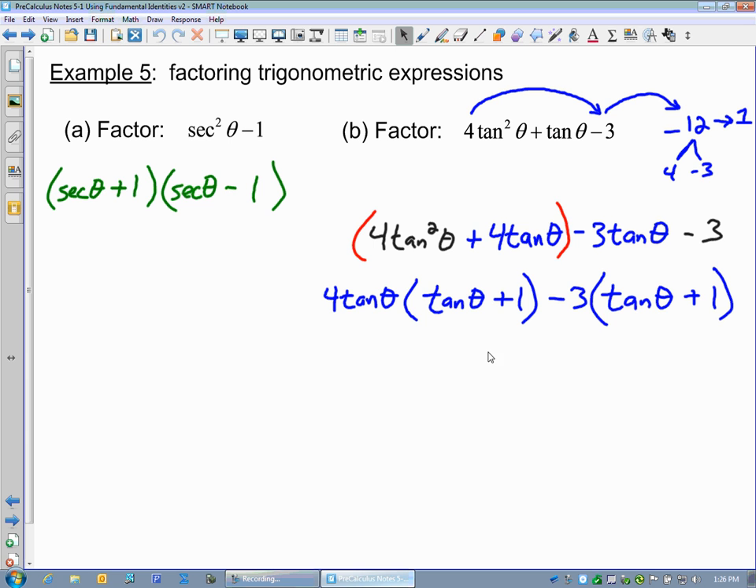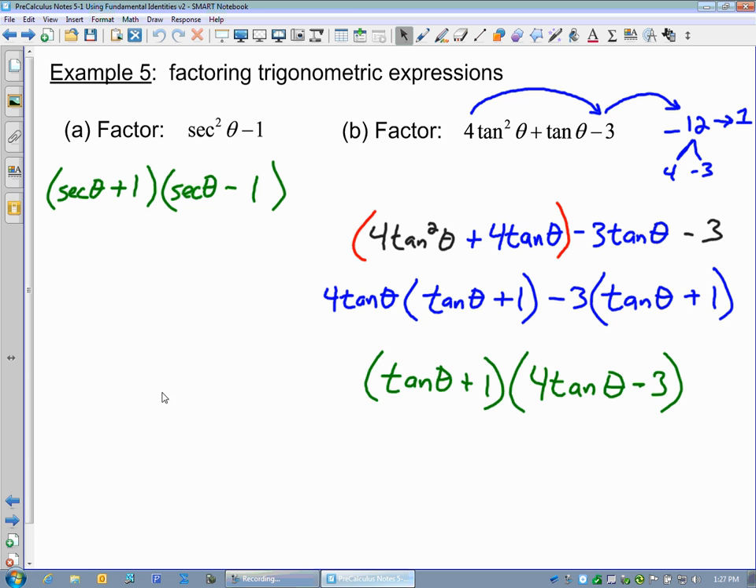And if you've done it correctly so far, and if it's factorable, then these two parentheses will be the same. And if they are the same, that also means that they're common, which means they can be factored out. So if I factor out these two parentheses, remember when you factor something out, you create a new parenthesis. So I factor that out to the front, creating a new parenthesis for whatever's left over. And what's left over is the 4 tangent and the minus 3, and that's what goes in the other parenthesis. So that would be our fully factored form.